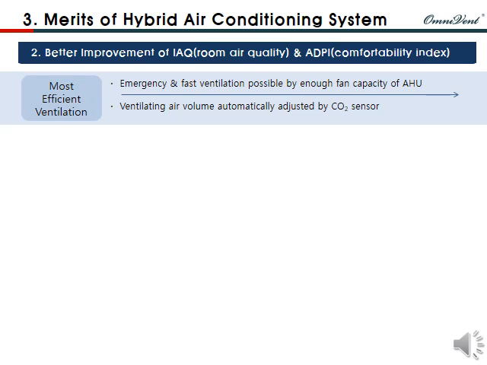Concentrated ventilation is possible at more than 15 air changes per hour for urgent ventilation of a specific room. Automatic ventilation by CO2 sensor will improve room IAQ with very small air volume.